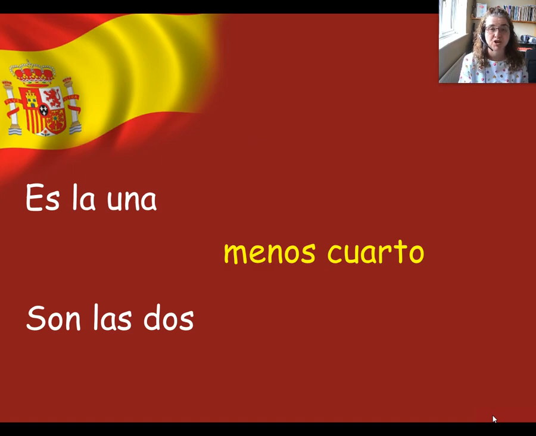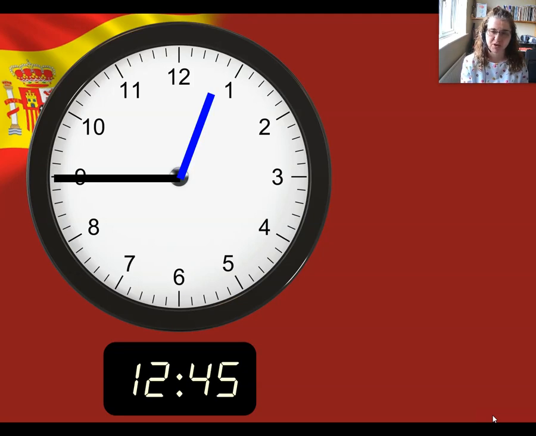Menos, of course, will remind you of a number that you know from your maths. What does that remind you of? That's right, minus, because we're saying it's the o'clock, but it's minus quarter of an hour. So minus a quarter. And anything that's on the to side of the clock will be menos. Anything that's on the past side of the clock is y. Let's have another practice of those.